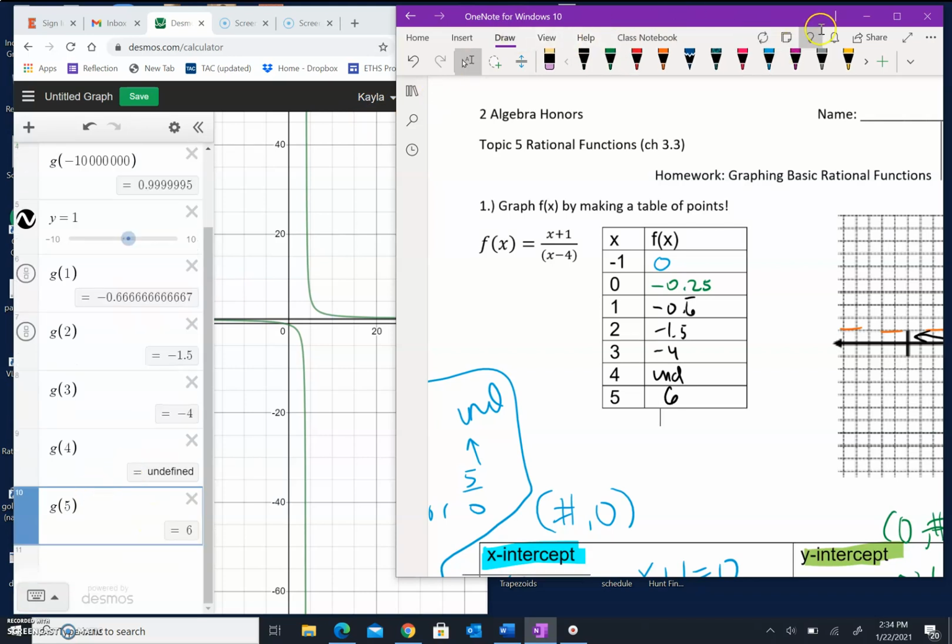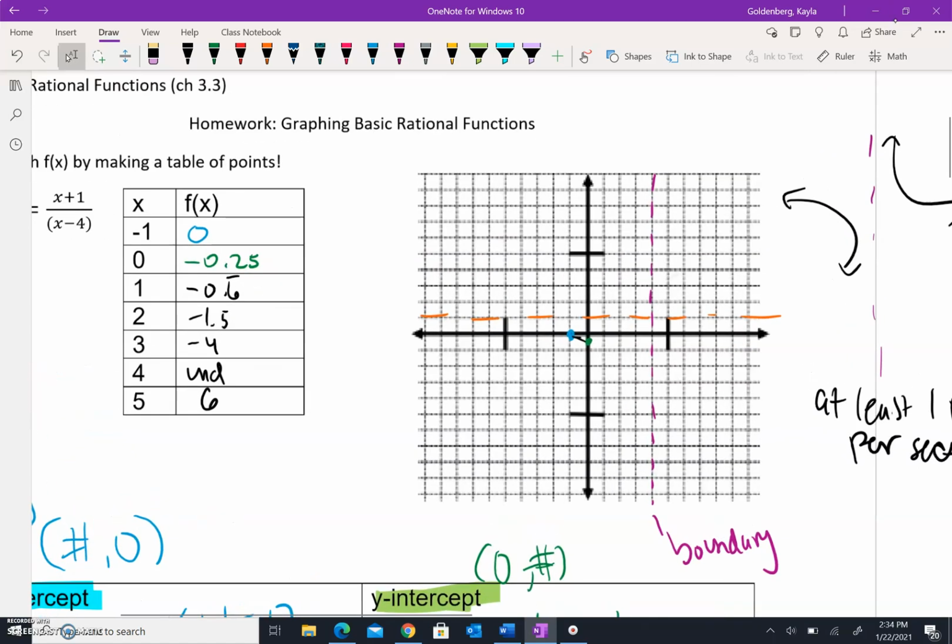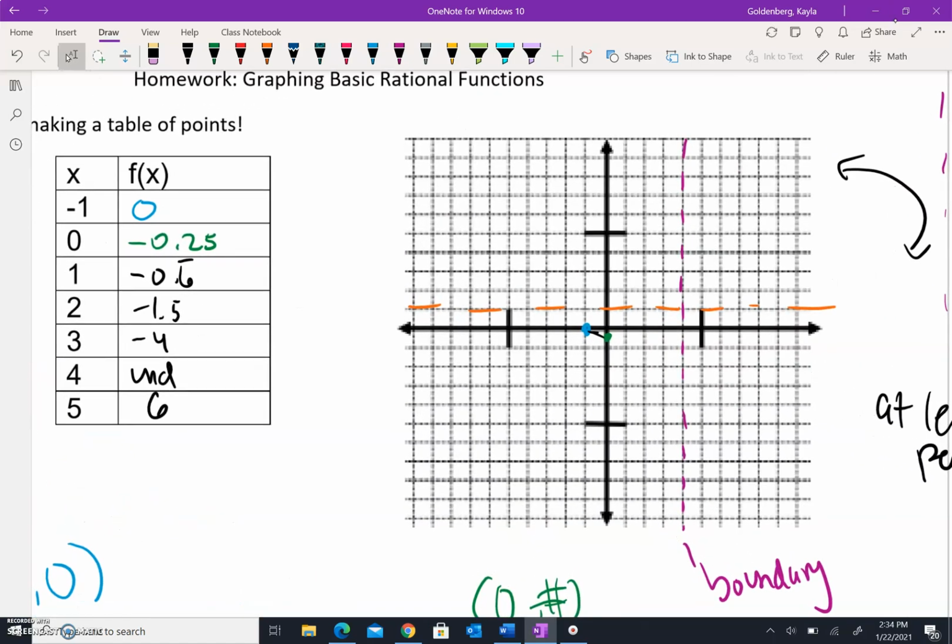So I'm going to go back here. Remember I said generally the rule of thumb is you only really need 1 point for each of the sections or the branches. That's normally what I hold my students to when we graph by hand. But since we have the table, it makes sense just to graph all of our points, right?